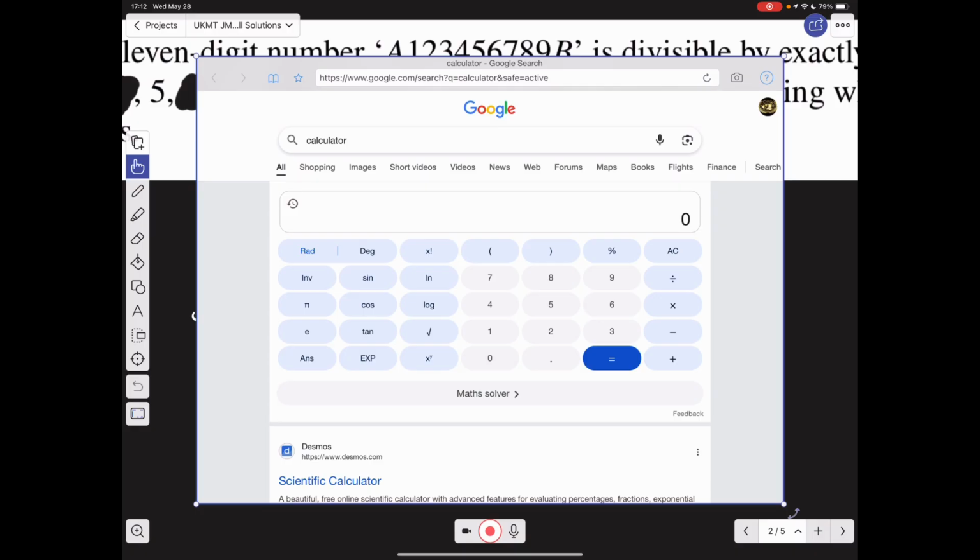In the actual exam, you're not going to be using a calculator, but here I'm just saving time. 4, 5, 6, 7, 8, 9, 6 divided by 7. Yep, and that is correct. It is divisible.